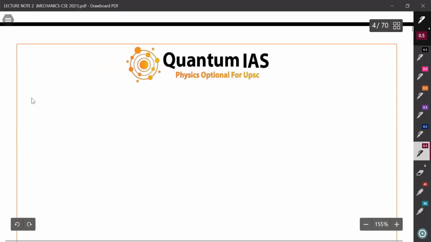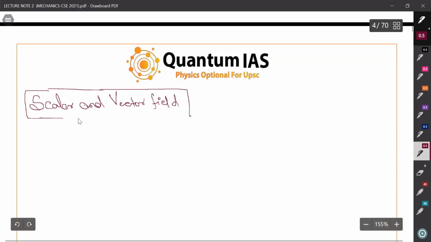We first need to understand what we mean by scalar and vector field. First we will discuss the scalar and vector field, and then we will discuss the operators: gradient, curl, and so on.